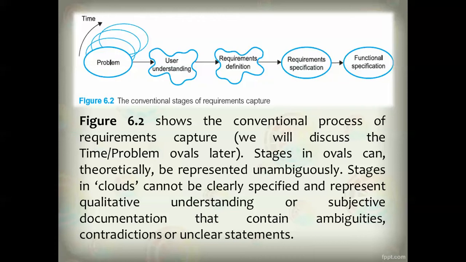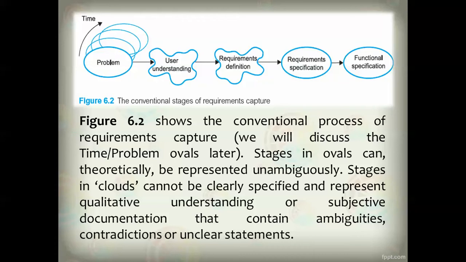While the user's understanding of this problem is subjective, they may not fully understand the problem or all its corresponding issues. The problem itself is, in reality, unambiguous. Unfortunately, the user is our only link to this problem. They are the experts in this area. As their understanding of the problem is not perfect, notice the user understanding cloud in Figure 6.2. We will be developing a system on incomplete or ambiguous knowledge.